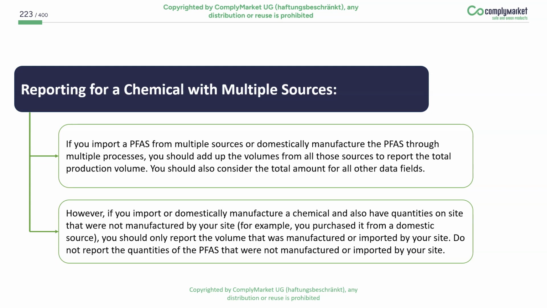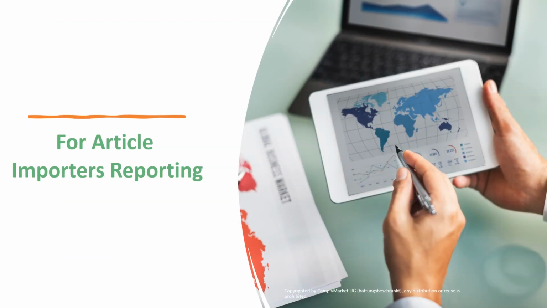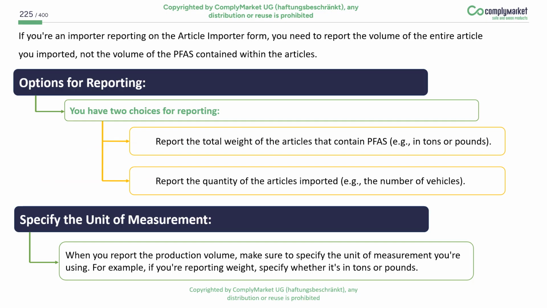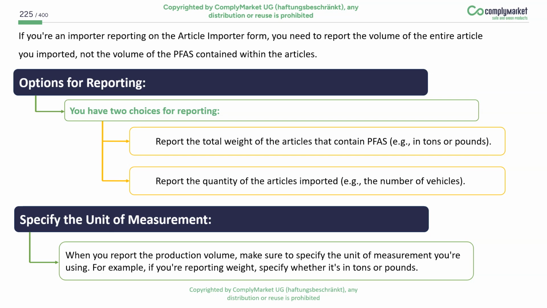And that's again, if you are an article importer, that's not for you, but now something for articles. I think many of you are article importers and waiting for me now. So options for reporting, you have two choices. You have to report the total weight of articles or the quantity of articles, the number, and specify the unit of measurement.